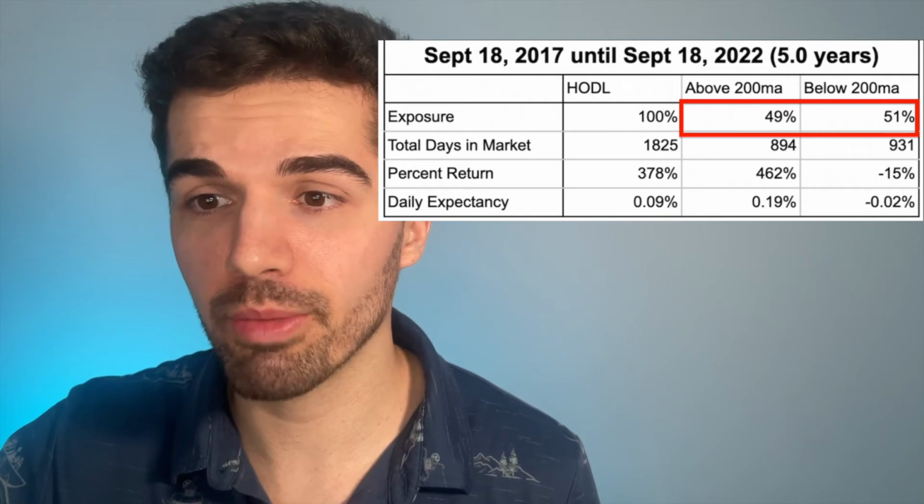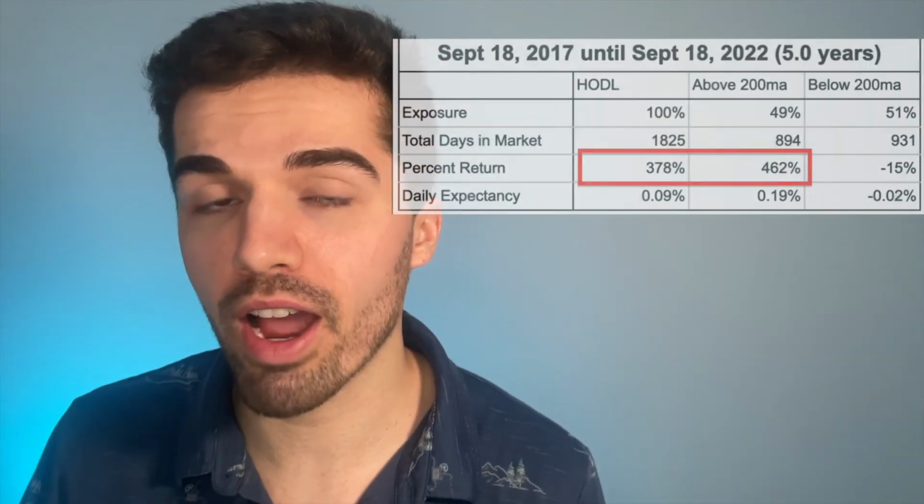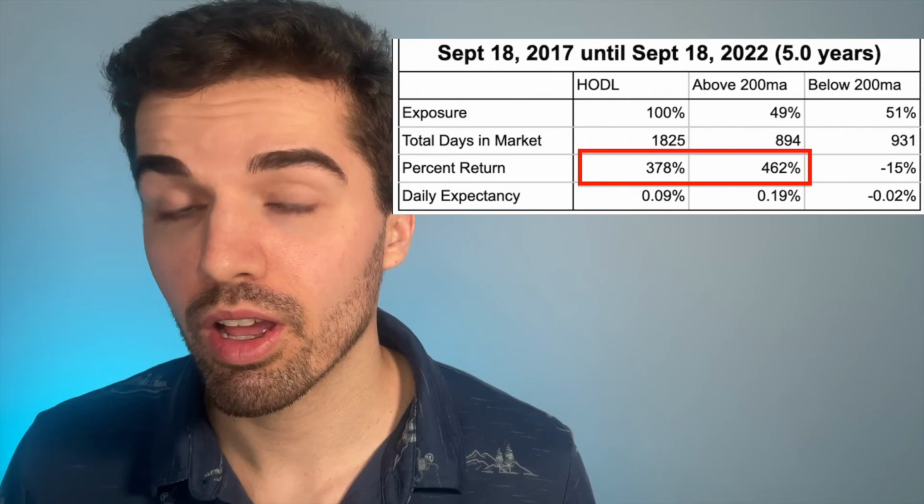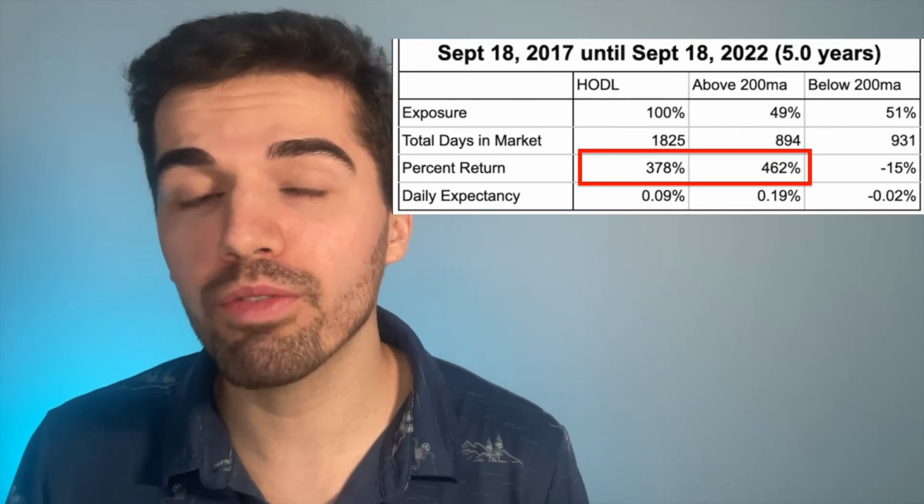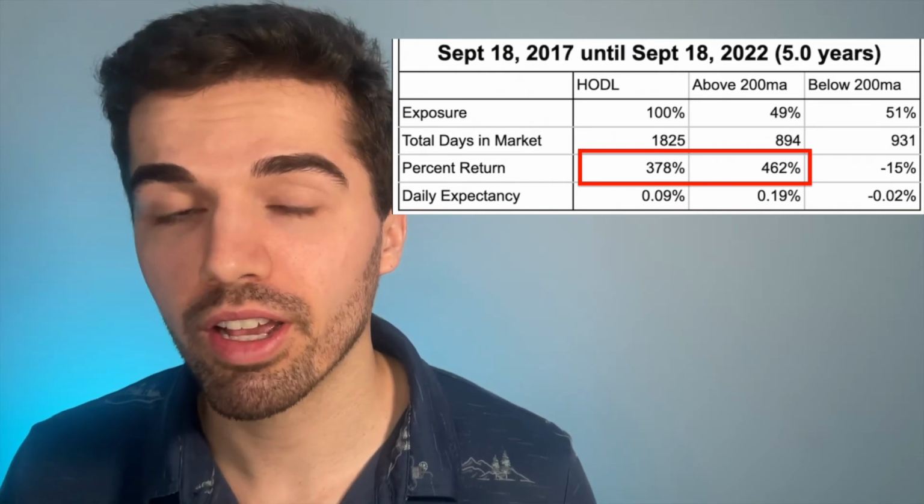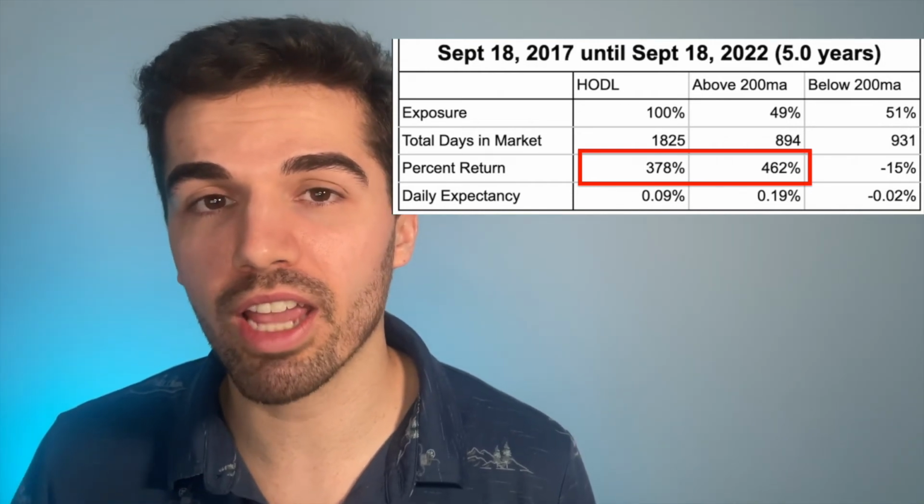It looks pretty similar to the whole time frame where you're in the market about 50% of the time above the 200-day SMA. And now moving on to the percent return, you could see that if you bought and held over the past 5 years, you would have made 378%. But if you would have bought above the 200-day SMA, you would have made 462%, despite only being in the market half the time.